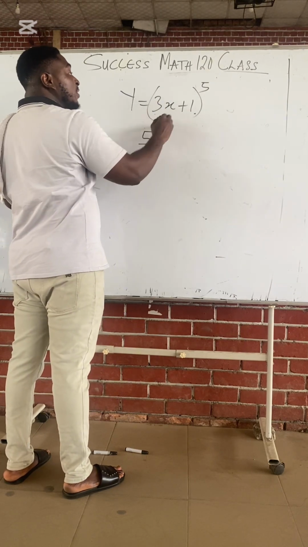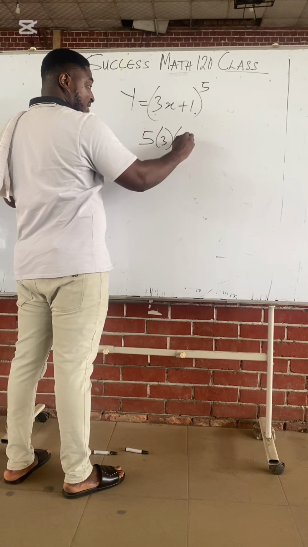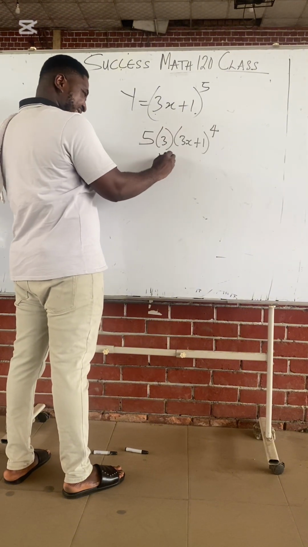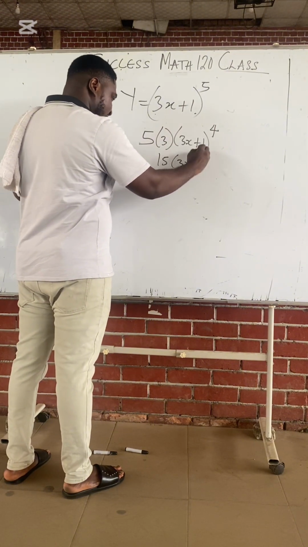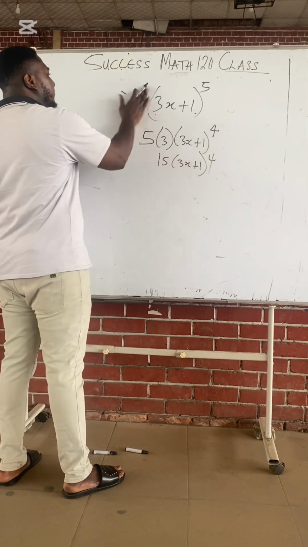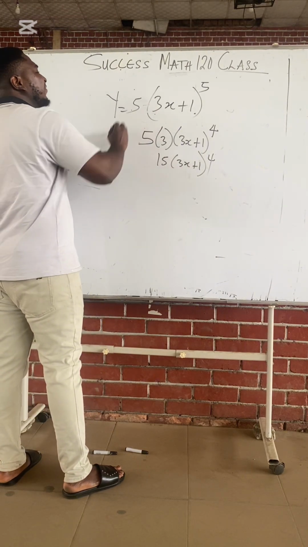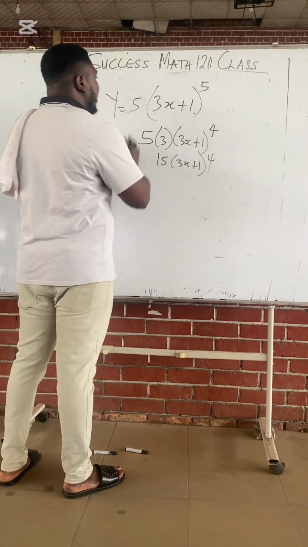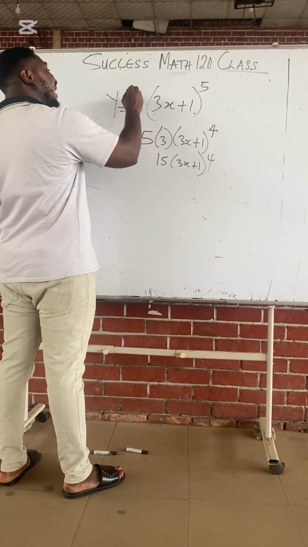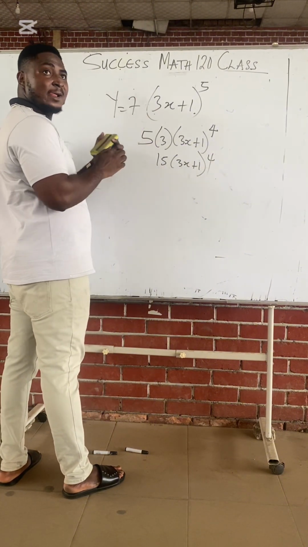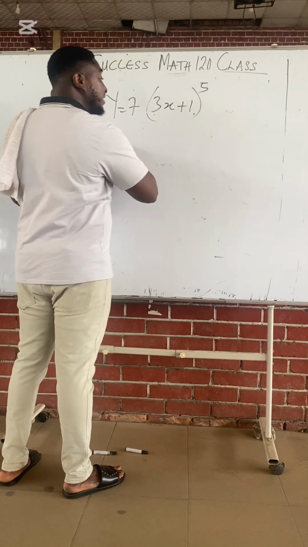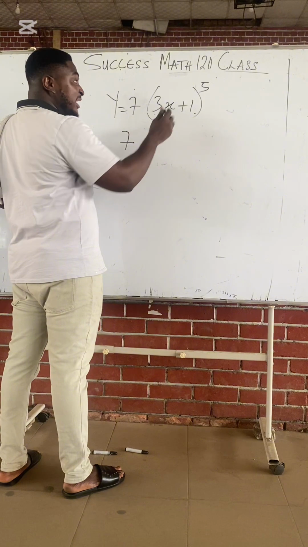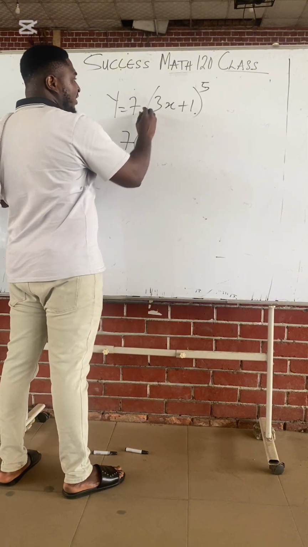5. Repeat 3x plus 1. Subtract 1 from the power: 4. Then 5 times 3 is 15, so 15 times 3x plus 1 raised to power 4. But what if you have y equals 7 times 3x plus 1 raised to power 5, with a number before the bracket? Nothing changes. Just bring down your 7 and continue the process. Differentiate the bracket.